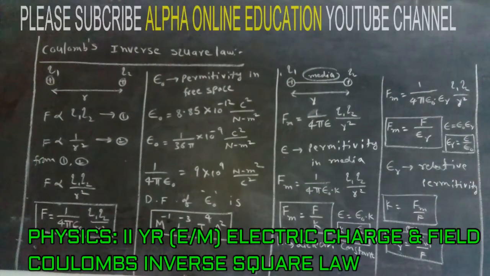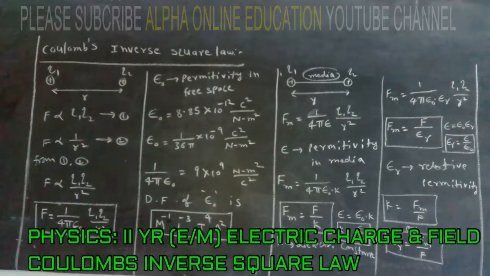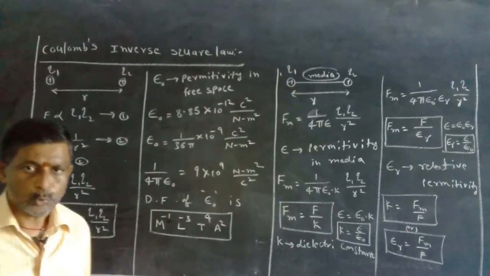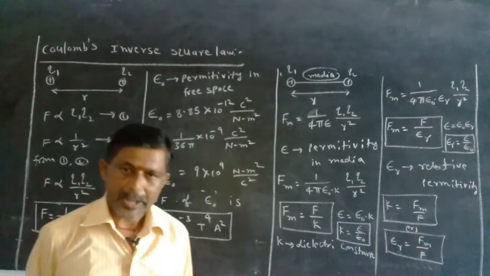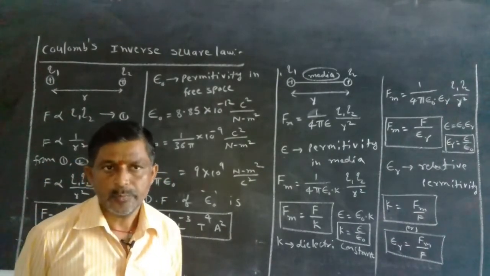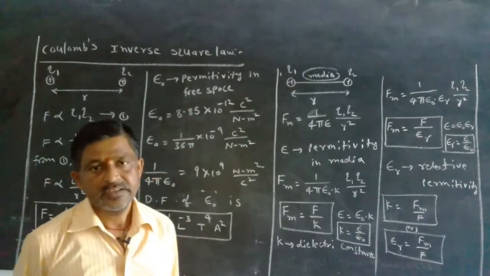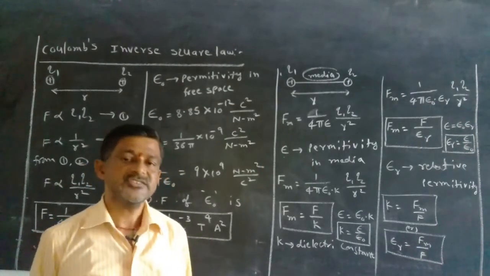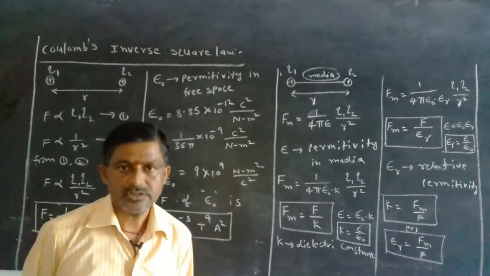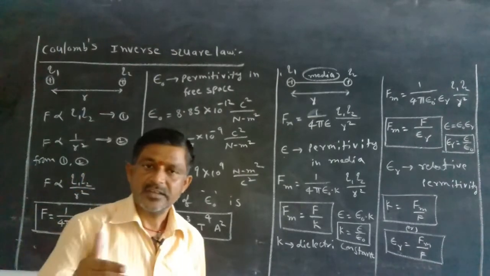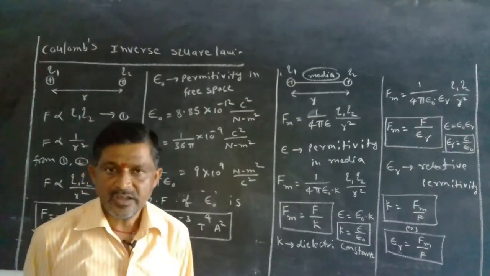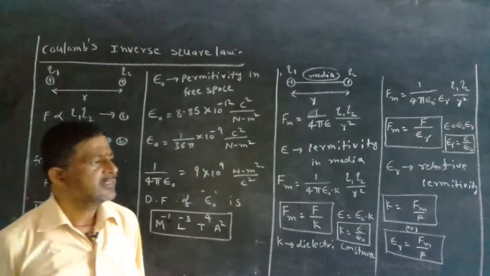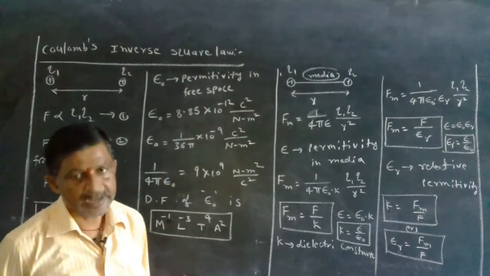Coulomb's inverse square law. In the last class, we studied about the charges and their types. What are the charges? Positive and negative charges. Next, we covered that charge is quantized and charge is conserved. These are the topics we studied in the last class. Today we are discussing one of the important questions in this chapter, that is Coulomb's inverse square law.